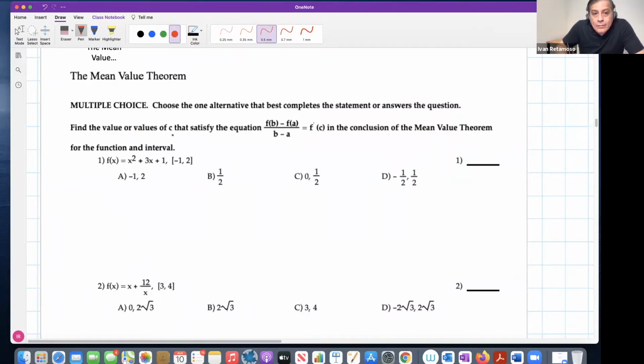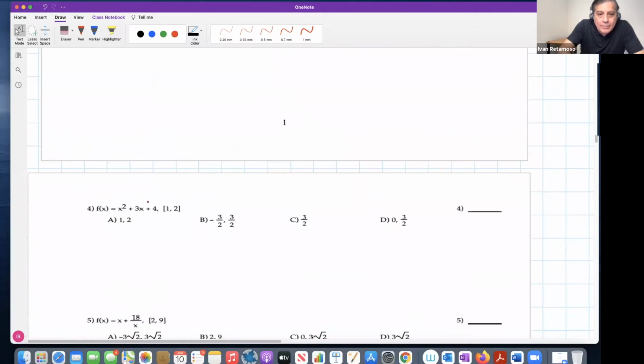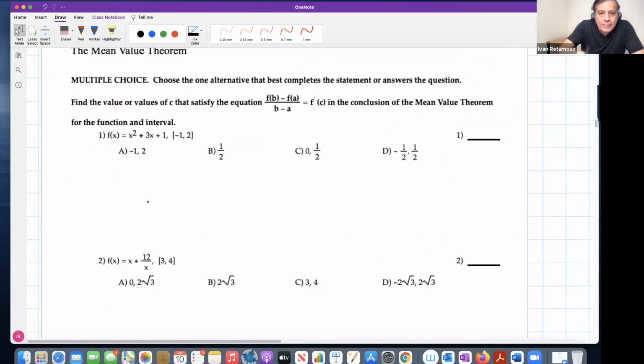Find the value or values of c that satisfy the equation (f(b) minus f(a)) over (b minus a) equal to f prime of c, right? There's a derivative symbol on top of f. f prime of c is in the conclusion of the mean value theorem for the function and interval, okay? So let me do the first one, and then I will ask you to do this one, which is similar.